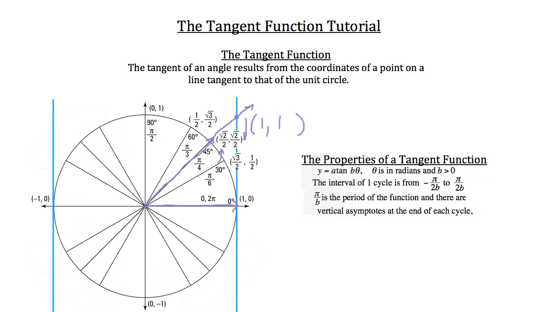Now let's take a look at the properties of a tangent function. So the standard tangent function is y is equal to a times the tangent of b theta. Now the parent tangent function is simply y is equal to tangent of theta.